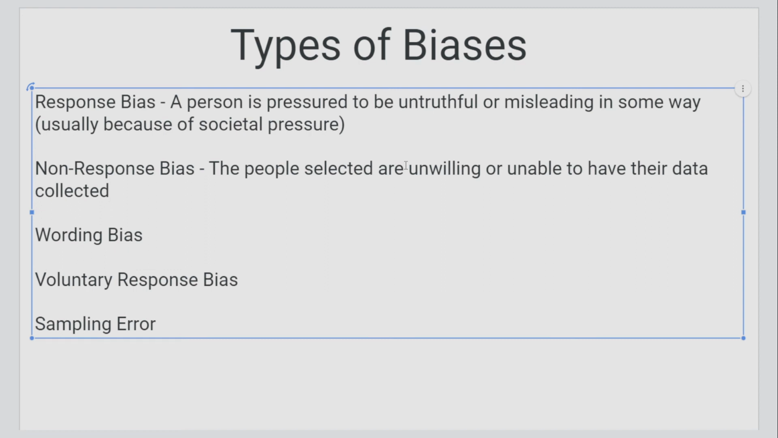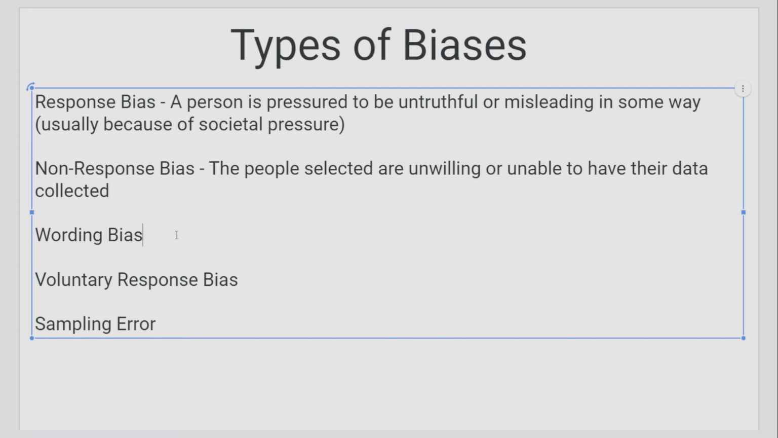And so the company might have sent out thousands and thousands of surveys and maybe get 100 back, right? And that's non-response bias, is that the people that we want to get data of either don't want to or they cannot have their data collected. And so that would be non-response bias.